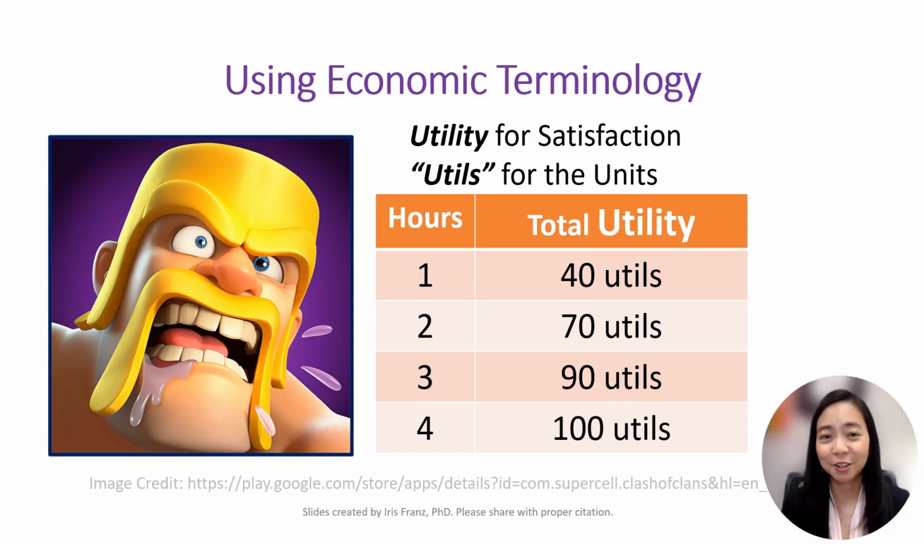Using economic terminology, we call total satisfaction total utility, and we call the units of satisfaction Utils. In our example, after gaming for 1 hour, your total utility is equal to 40 Utils. After 2 hours of gaming, your total utility is equal to 70 Utils, and so on.